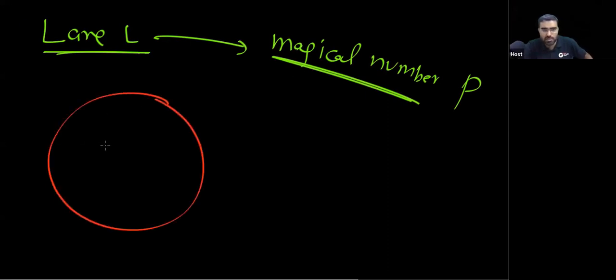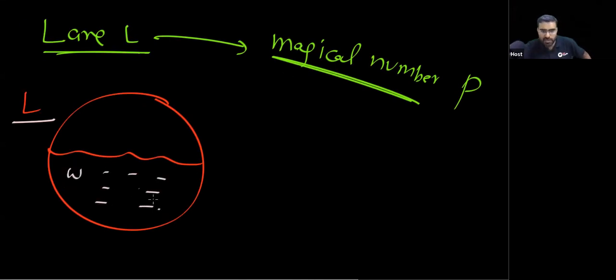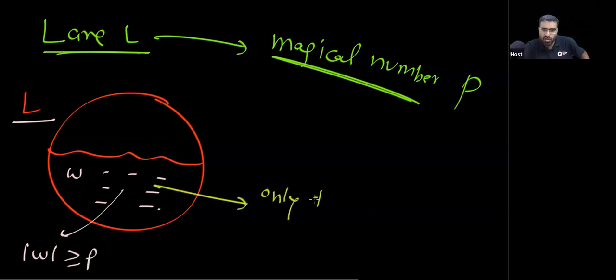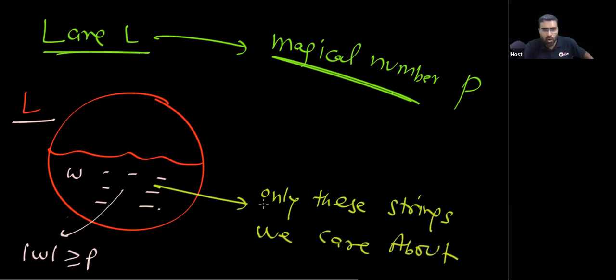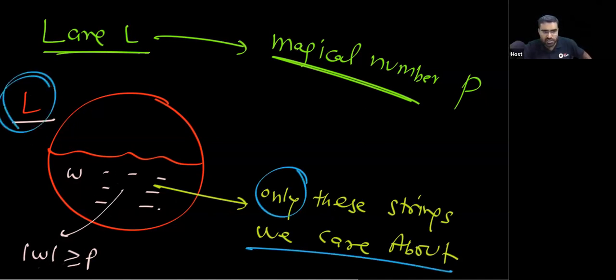Which strings matter to us? Only these strings in L. Inside L, only the strings whose length is greater than or equal to P matter. Yes or no? Remember this point: inside L, only those strings whose length is greater than or equal to P, only these strings we care about.